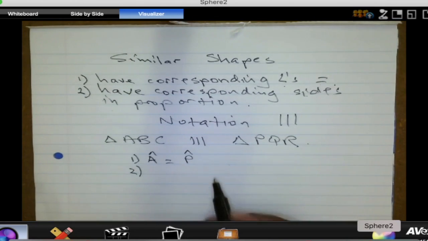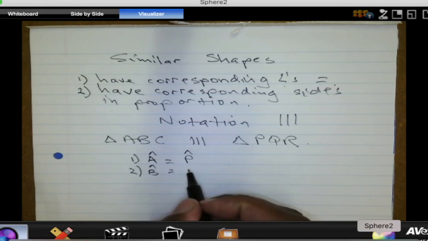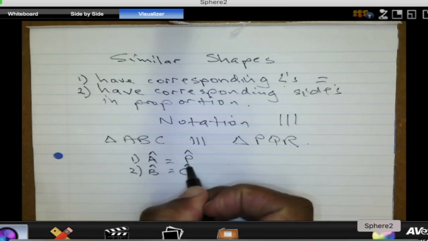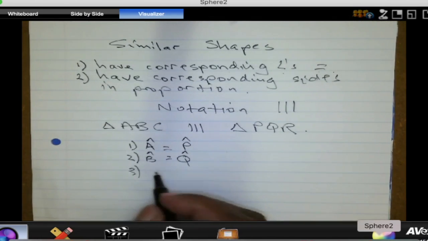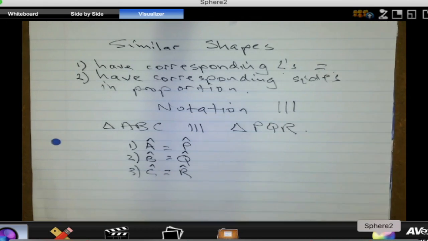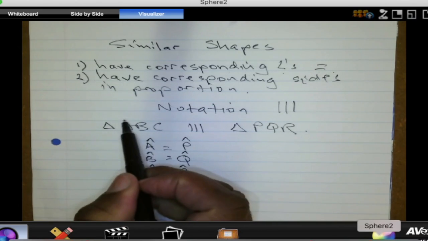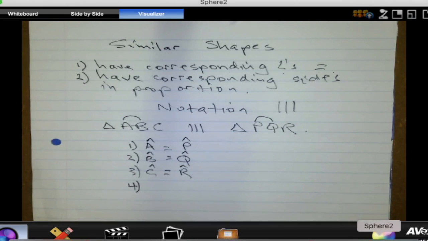What else? Angle B should be equal to angle Q. Okay. And number 3, angle C should be equal to angle R. Okay. These are the angles. The angles are equal. Then when it comes to the sides, they are not equal. So the length AB is not the same as the length PQ.